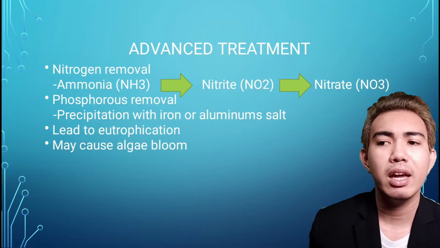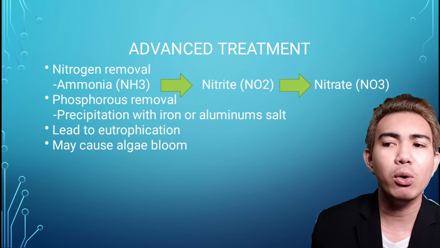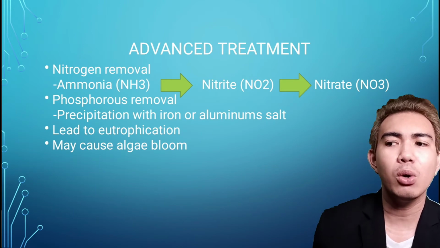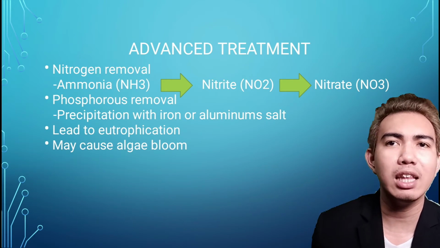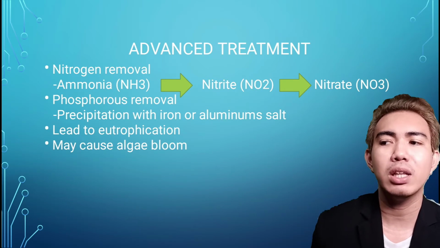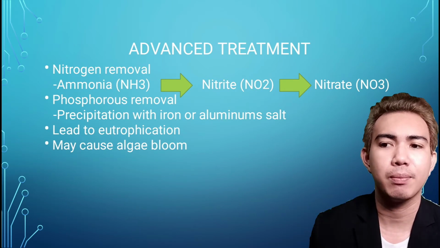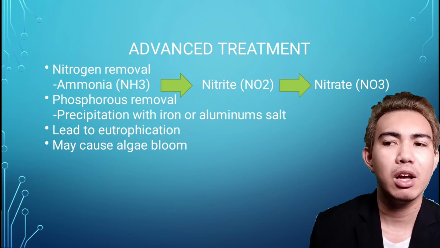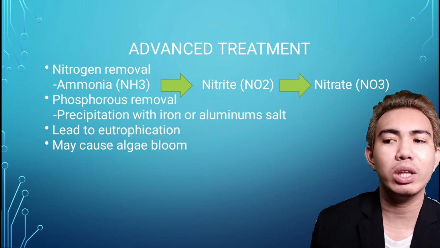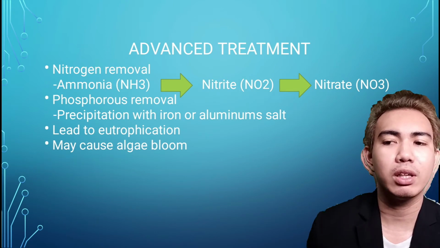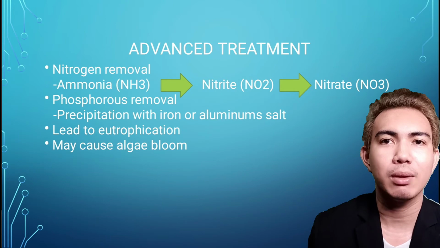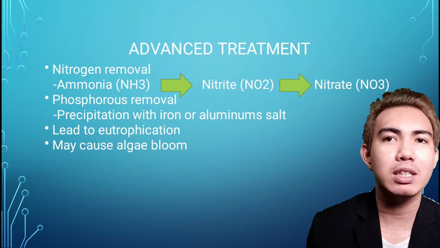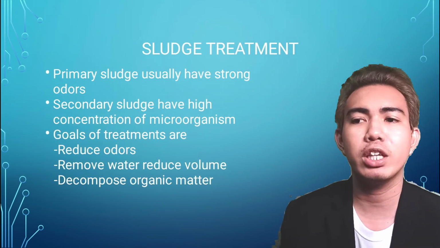Advanced treatment, nitrogen removal. Ammonia NH3 goes to nitrite NO2 goes to nitrate NO3. Phosphorus removal. Precipitation with iron or aluminum salt. Excess phosphorus led to eutrophication and may cause algae bloom. Sludge treatment.